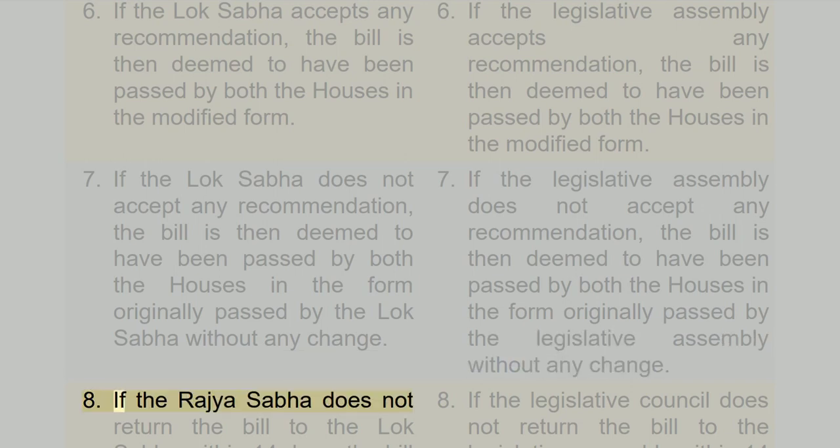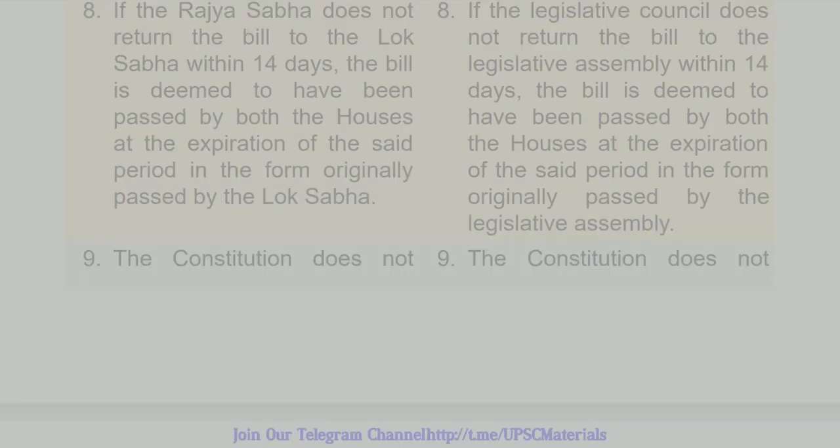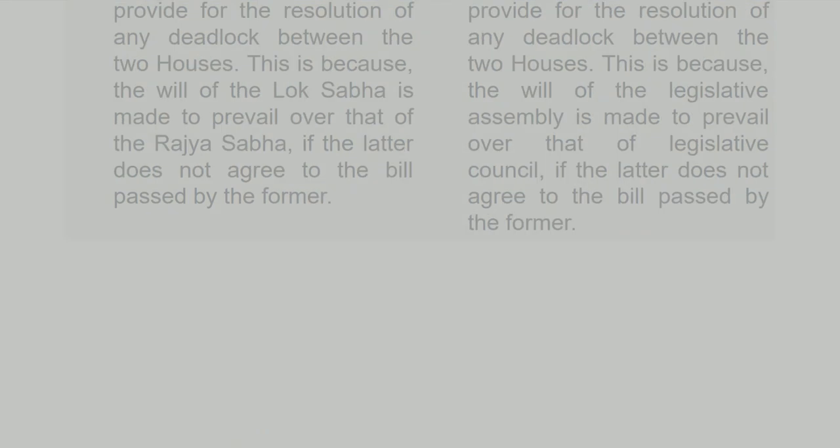8. If the Rajya Sabha does not return the bill to the Lok Sabha within 14 days, the bill is deemed to have been passed by both the houses at the expiration of the said period in the form originally passed by the Lok Sabha. 8. If the Legislative Council does not return the bill to the Legislative Assembly within 14 days, the bill is deemed to have been passed by both the houses at the expiration of the said period in the form originally passed by the Legislative Assembly. 9. The Constitution does not provide for the resolution of any deadlock between the two houses. This is because the will of the Lok Sabha is made to prevail over that of the Rajya Sabha, if the latter does not agree to the bill passed by the former.